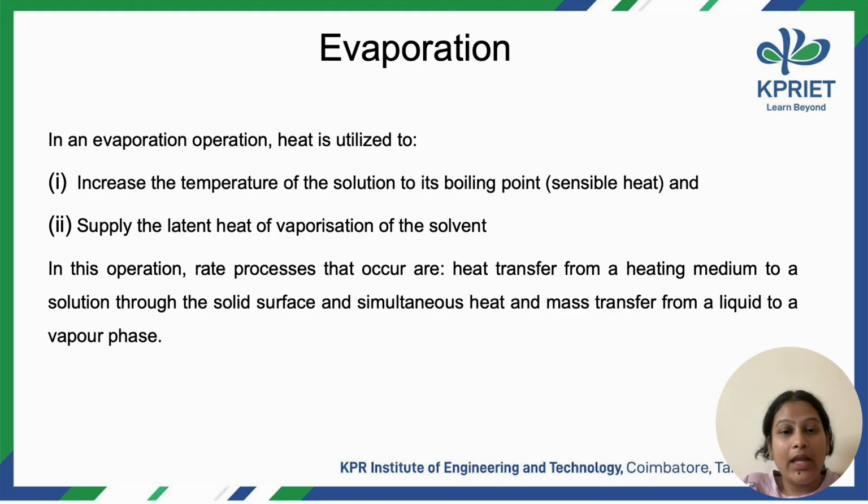When we look into the second one, it is to supply the latent heat of vaporization, because we want the solvent to get converted into vapor; the liquid has to be converted into vapor. So the steam or the heat source that we use gets used in two steps. The first step is to increase the temperature of the solvent near to its boiling point, and the second step is to undergo some phase change basically.